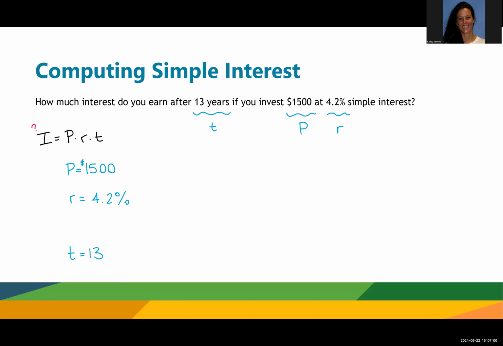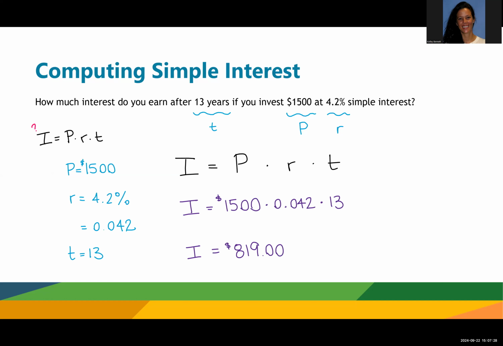So all we need to do in order to plug these in is convert R. It's 0.042. Now that we have these values, we're ready to plug it into the equation and solve for I. So P becomes 1,500, R becomes 0.042, and T becomes 13, since it was already given in years. And we can put all three numbers in our calculator all at once, multiply them through, and we're going to get $819.00.